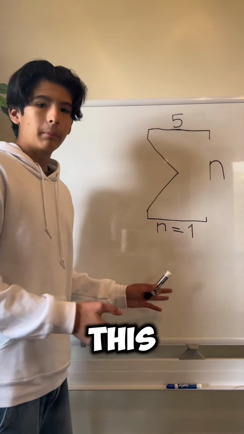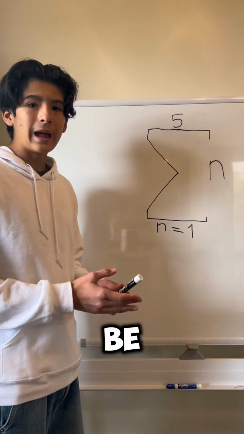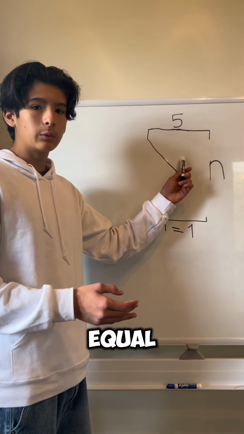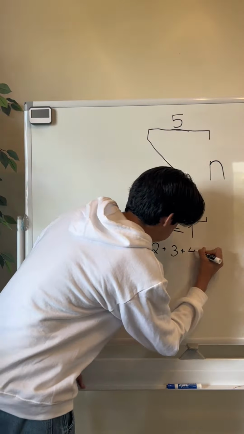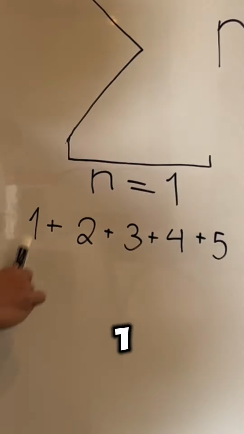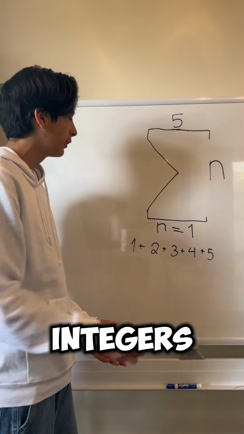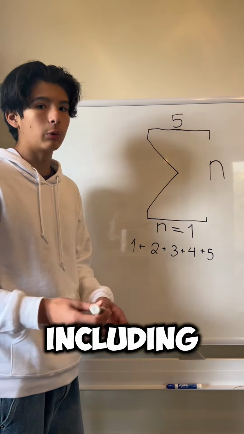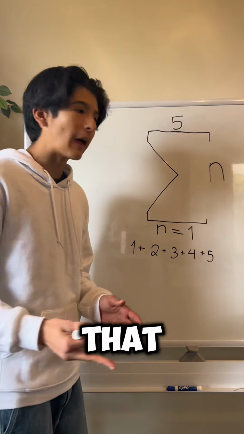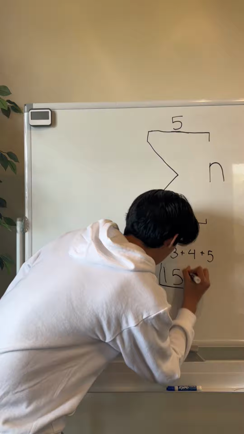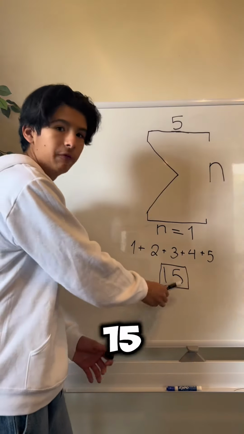So what does this summation mean? Well, you'll essentially be adding all the numbers where n is equal to 1, all the way up to where n is equal to 5. So it'll be this: 1 plus 2 plus 3 plus 4 plus 5. It's going to be all the positive integers in between 1 and 5, including 1 and 5. Which means that this summation would be equal to 15.